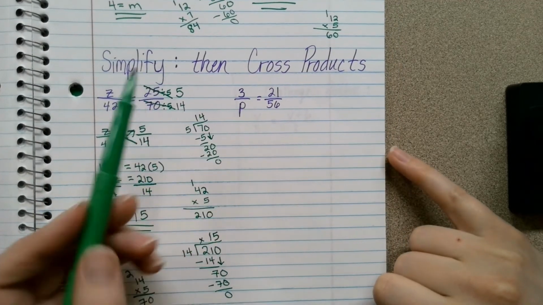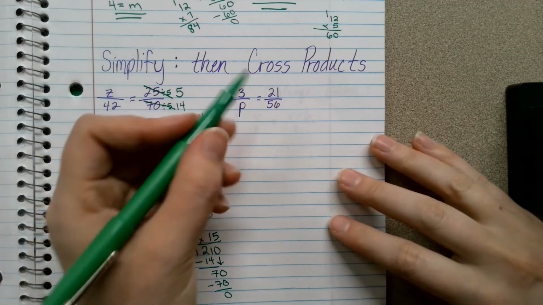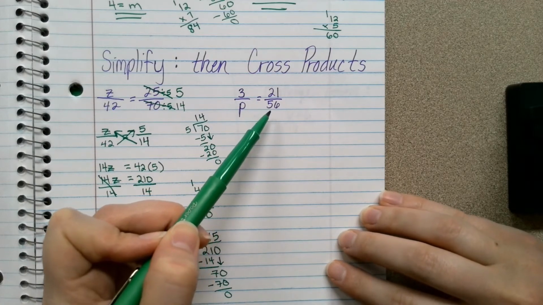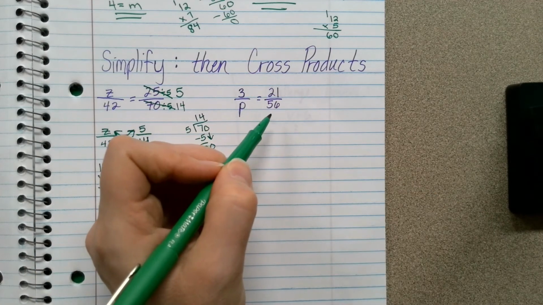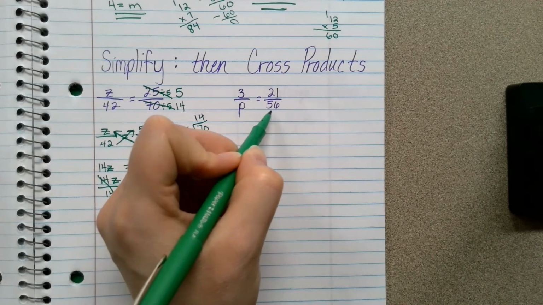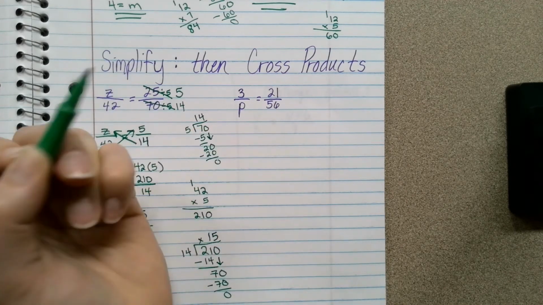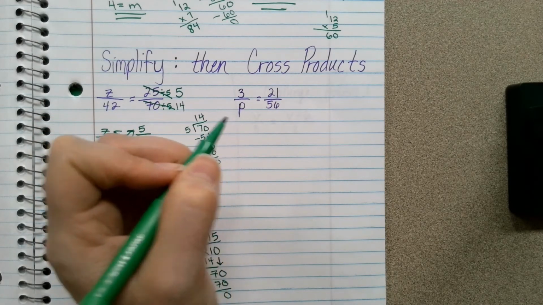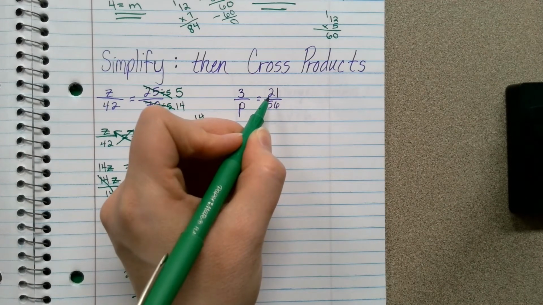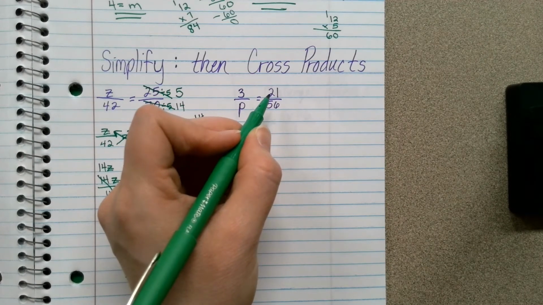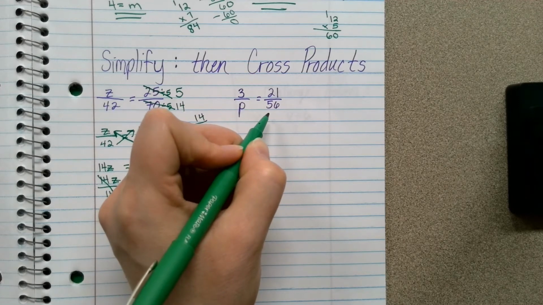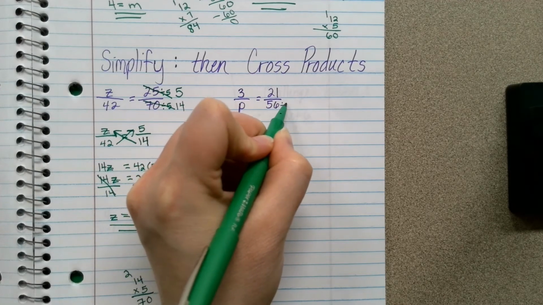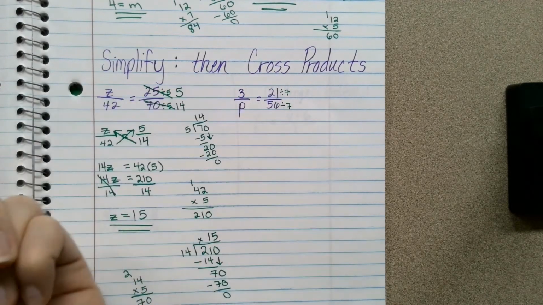One more example of simplifying before using cross products. 21 and 56 are both pretty large numbers, and when we look at 3 times 56, that would get even bigger. So we want to simplify if we can. The 56, 6 plus 5 gives us 11. So we know that 11 is not divisible by 3. So even though we would like to divide the 21 by 3, that wouldn't work. But 21 divided by 3 is 7, and 7 would work because 7 times 8 is equal to 56. So we're going to divide both of these numbers by 7.